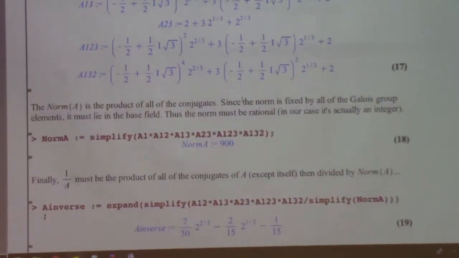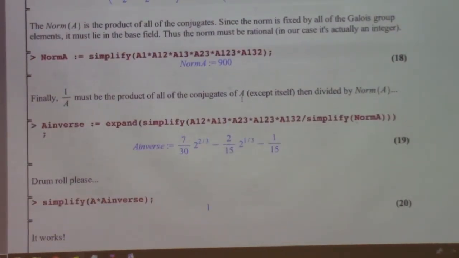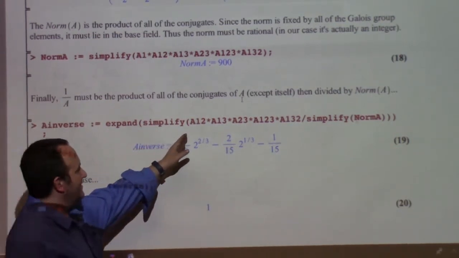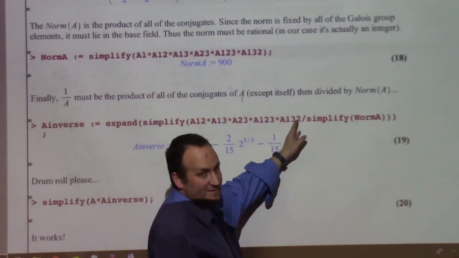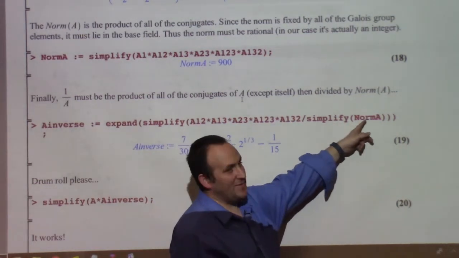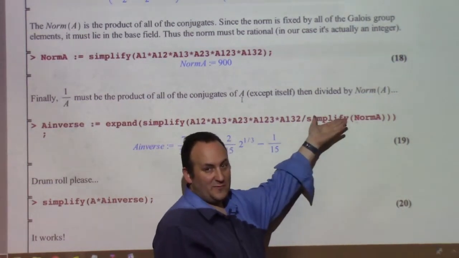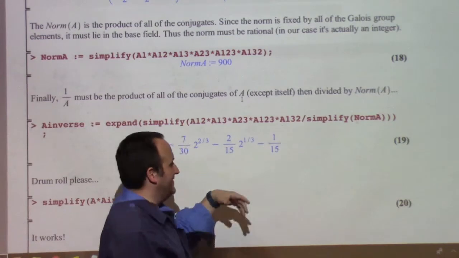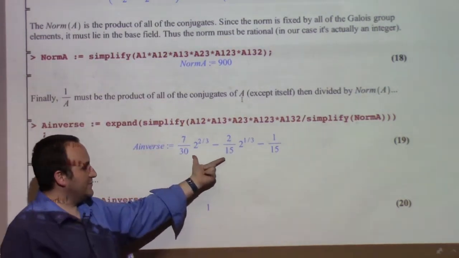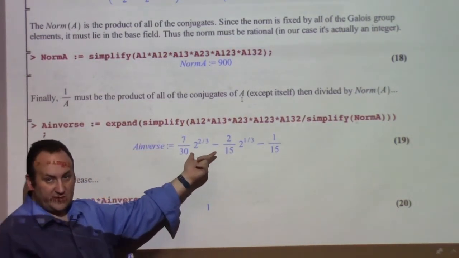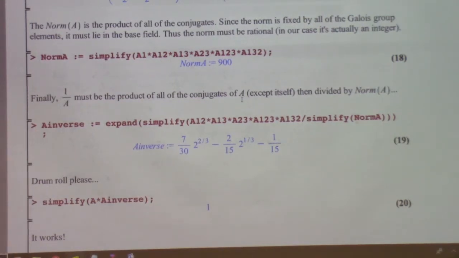And if you multiply all of them except for A and divide by the norm of A, that's supposed to be 1 over A. And that works out to this, which of course is exactly what Maple produced as its rationalization of that A element to start with. So we can understand how to bring radicals out of denominators by playing with this norm built from the product of all the Galois conjugates and the element itself.